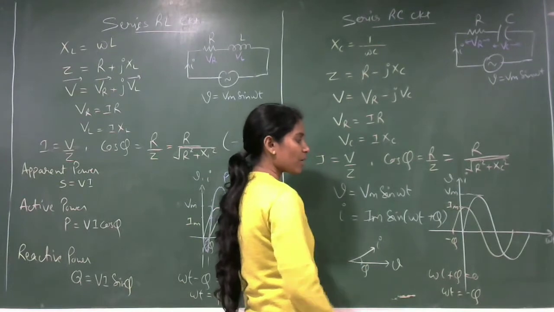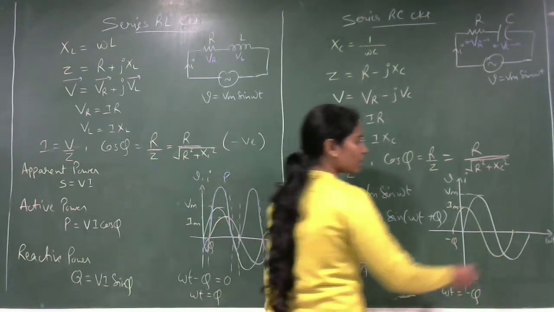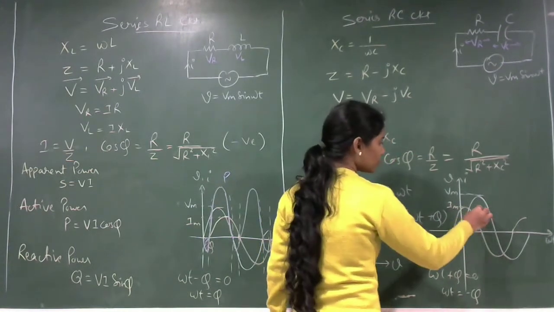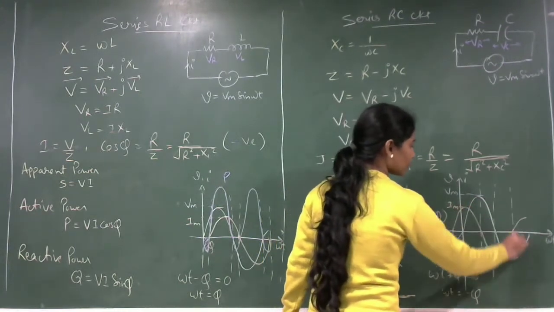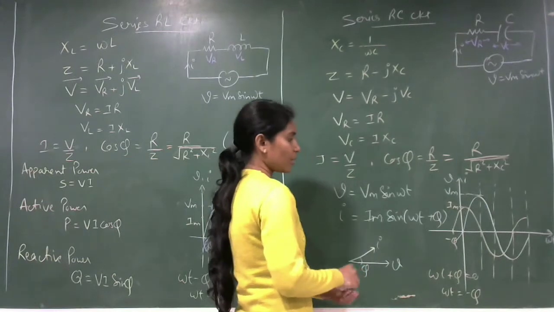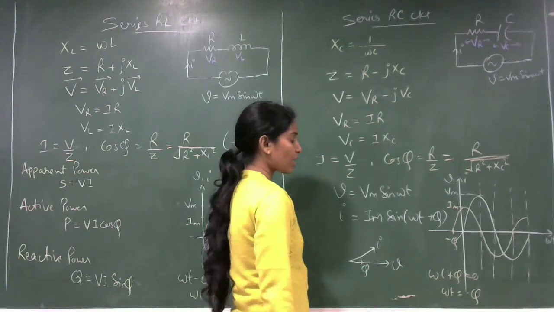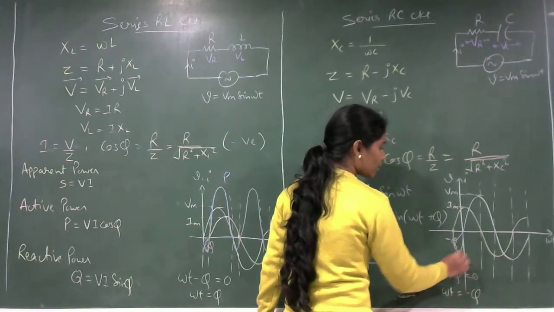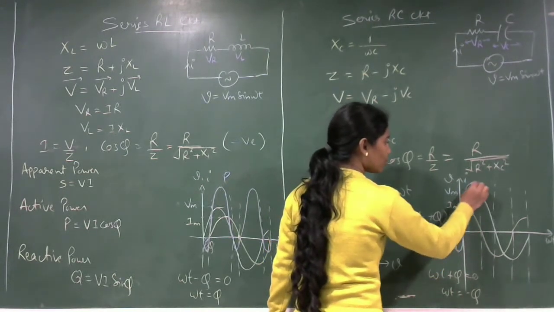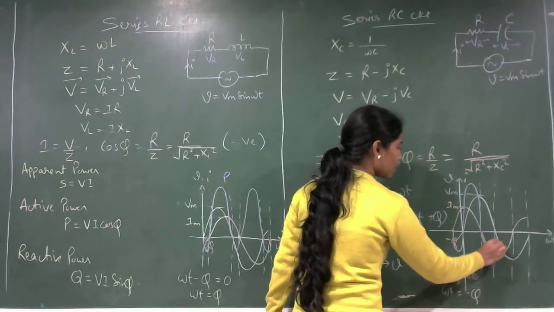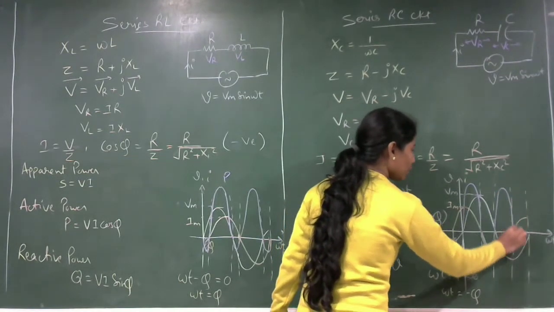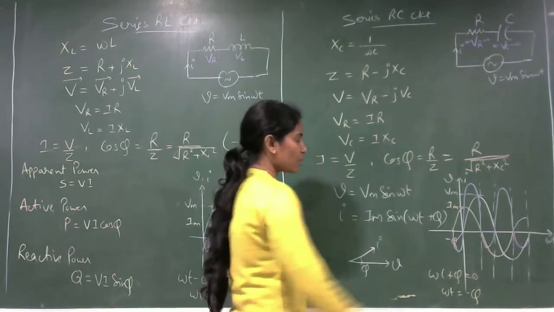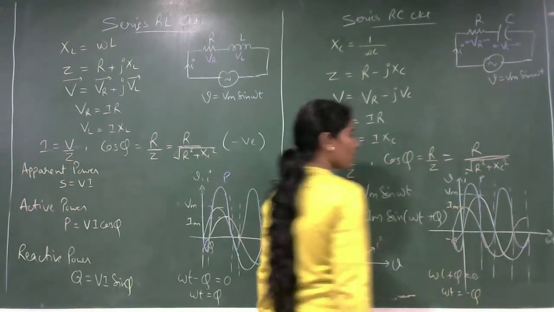So what will be the power curve? For the power curve I am just extending this waveform. Again with the same nature we can have the power curve. For the first section the power will be on the negative side, for the second the power is on the positive side, again negative, positive, negative, like this. It will go like this. This blue line represents the power curve.